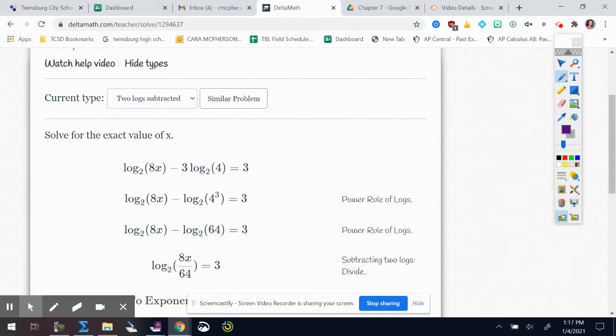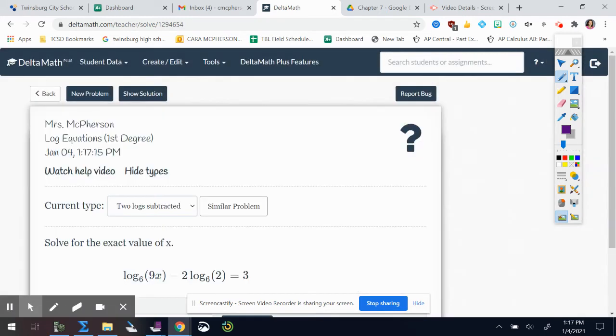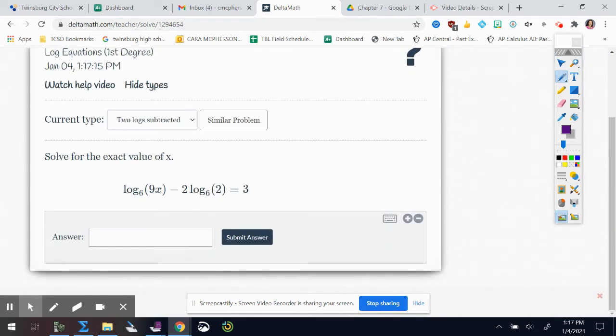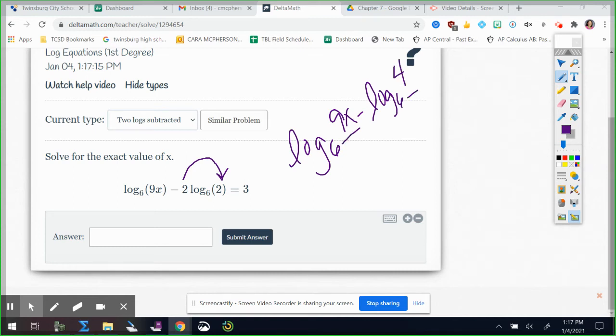Oh, I totally messed up one of the properties. Let me do another one. You guys are probably sitting there going, I knew what she messed up on all along. Let me get this one right. I forgot to put the power in front and make it an exponent. So this would be log base 6 of 9x minus log base 6 of 2 to the 2nd power, which is 4. That makes life so much better. Subtraction means I condense with division. So I'm going to have 9x divided by 4 equals 3.